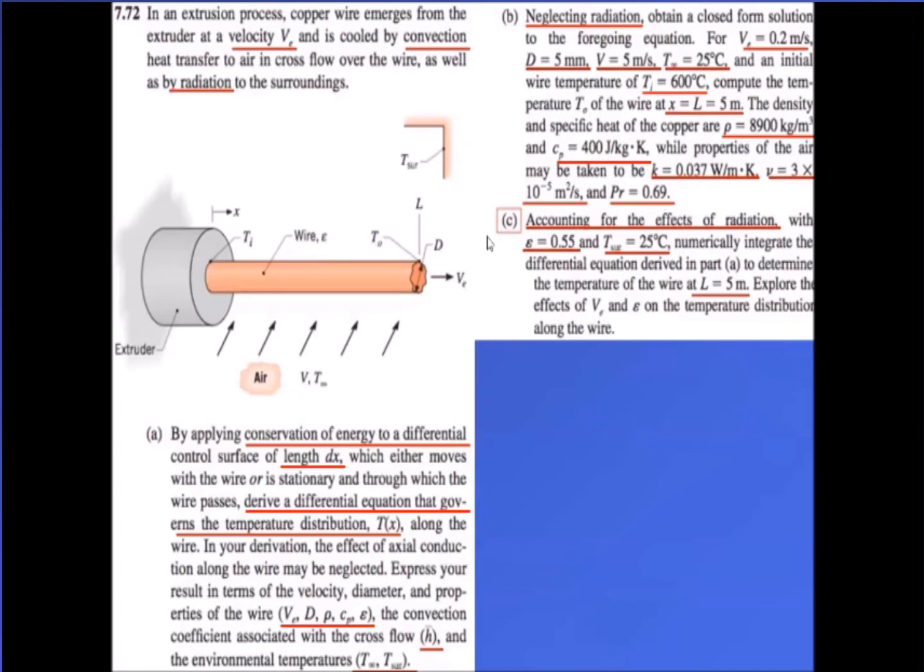Then lastly, in part C of our problem, they say that accounting for the effects of radiation, so now we're including radiation, with our epsilon given to us as 0.55 and the temperature of our surroundings given to us as 25 degrees Celsius, numerically integrate the differential equation derived from part A to determine the temperature of the wire at L equal to 5 meters. And they ask us to explore the effects of V sub E and epsilon on the temperature distribution along the wire.